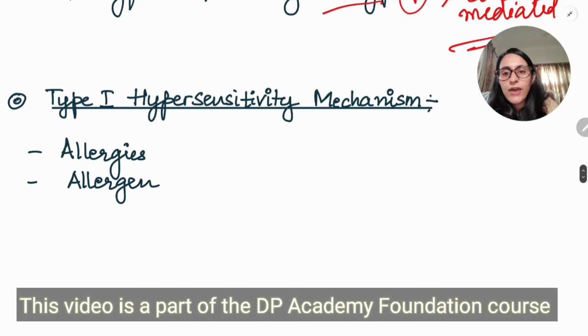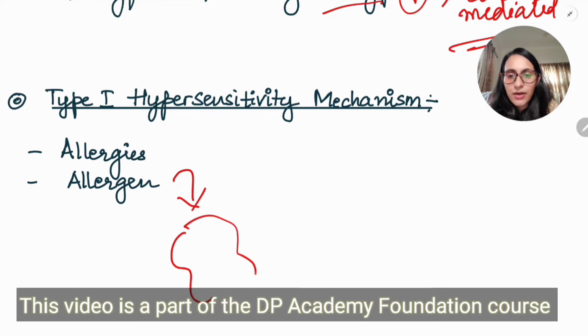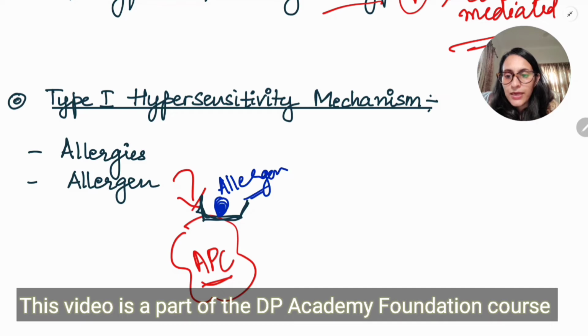So what happens? Suppose an allergen comes inside the body, or a person is allergic to any substance, then it is picked up by the APC, the antigen presenting cell, which we have covered in the previous lecture. So the APC has what? An MHC molecule, and this MHC molecule is going to pick up the allergen. So this is the allergen. The allergen is placed on the MHC on the antigen presenting cell. So this is an antigen presenting cell.